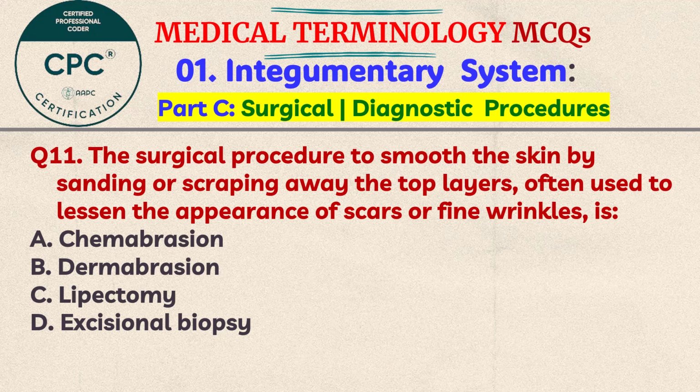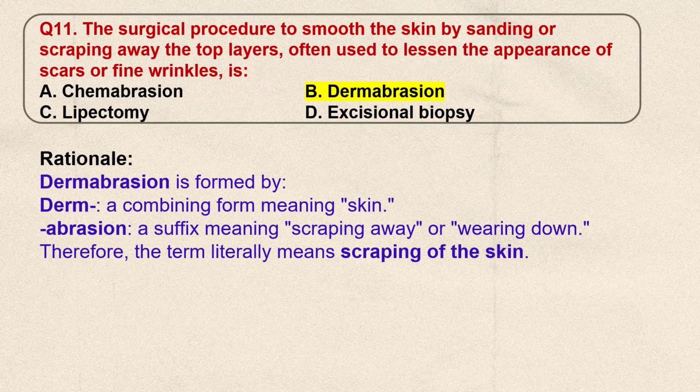The surgical procedure to smooth the skin by sanding or scraping away the top layers, often used to lessen the appearance of scars or fine wrinkles, is A. Chemoabrasion, B. Dermabrasion, C. Lipectomy, D. Excisional biopsy. Think the answer.